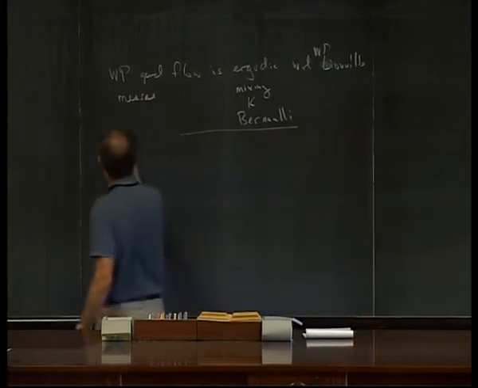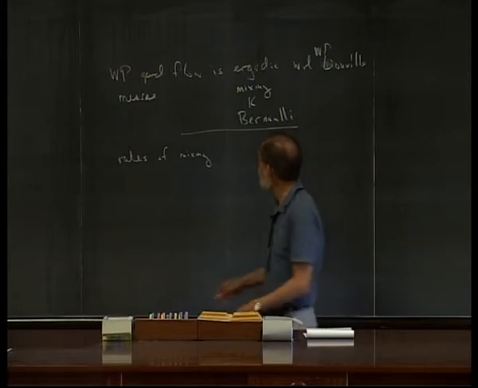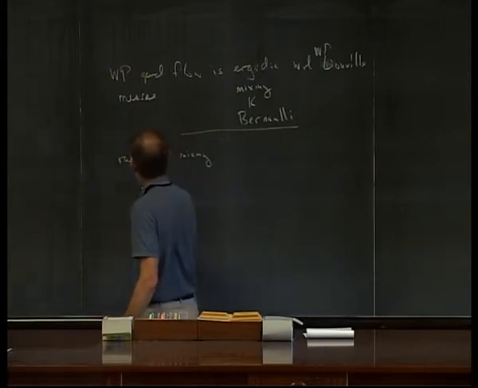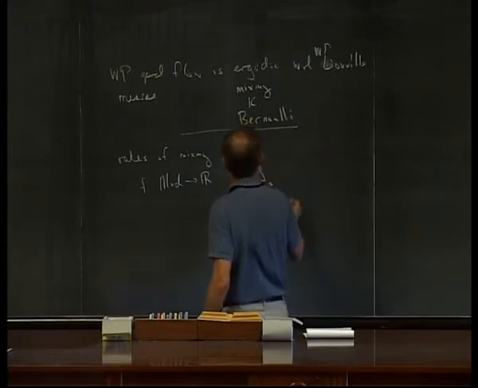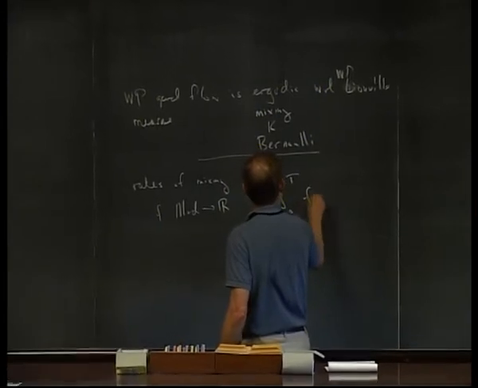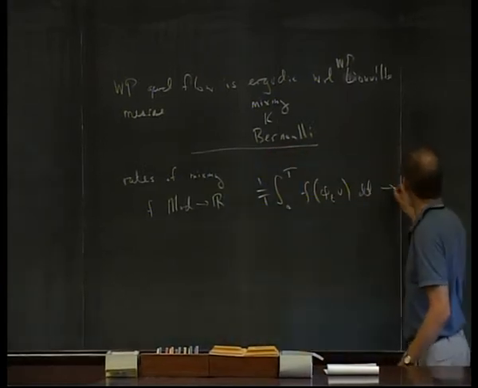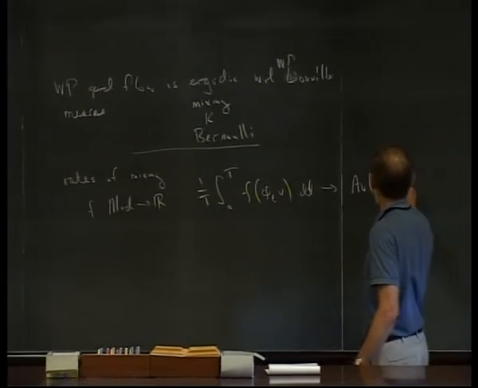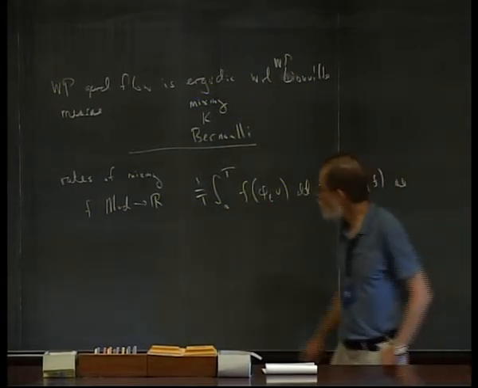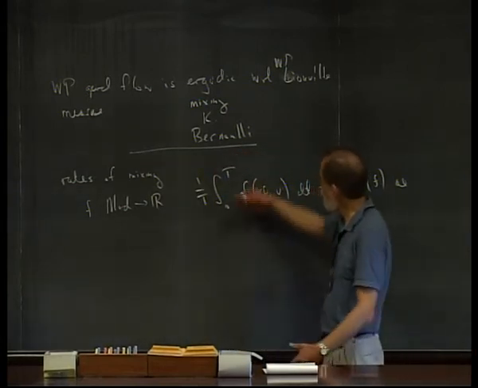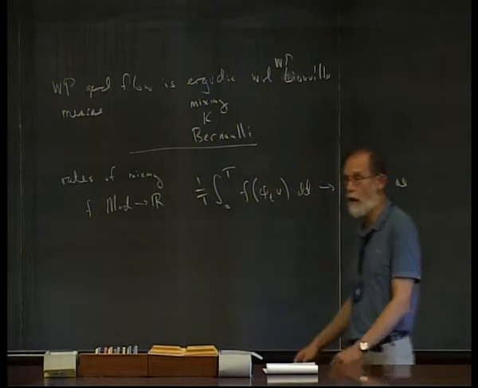One of them is rates of mixing. So if you have some function f from the moduli space to R, and you look at the integral from 0 to T, 1 over T, of f of phi_t of v, as T goes to infinity, this converges to the average of f almost everywhere. But then you want to measure how quickly this converges. So you would conjecture that you might get exponential convergence, typically. So there's a question of how fast this rate of mixing happens.